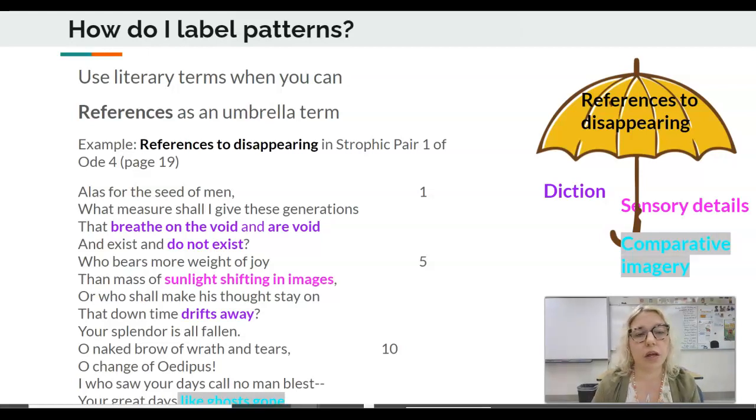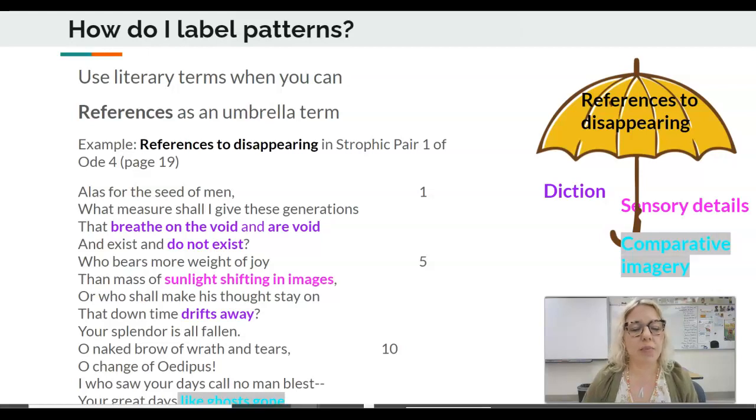For example, Aaron and I were talking about this yesterday. He talked about references to disappearing. And what we found were that there were some examples of certain word choices, diction, like breathe on the void, our void, do not exist, drifts away, that have to do with disappearing, not existing anymore. And then we also noticed that there were some sensory details that connected to this idea of disappearing, like sunlight shifting in images. That is a good evocation of at least our visual sense, and maybe beyond, maybe tactile touch as well.